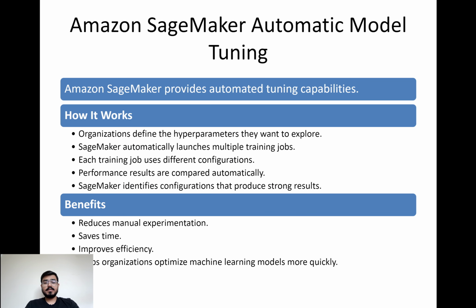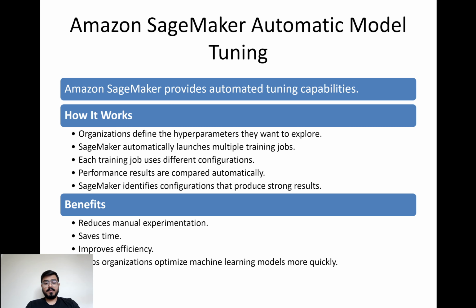So let's now discuss how AWS helps organizations automate the tuning process. Amazon SageMaker provides a feature called automatic model tuning. As the name suggests, this service helps organizations find effective hyperparameter settings automatically. To understand how it works, imagine a team of data scientists manually testing hundreds of different configurations. This could take a significant amount of time and effort.